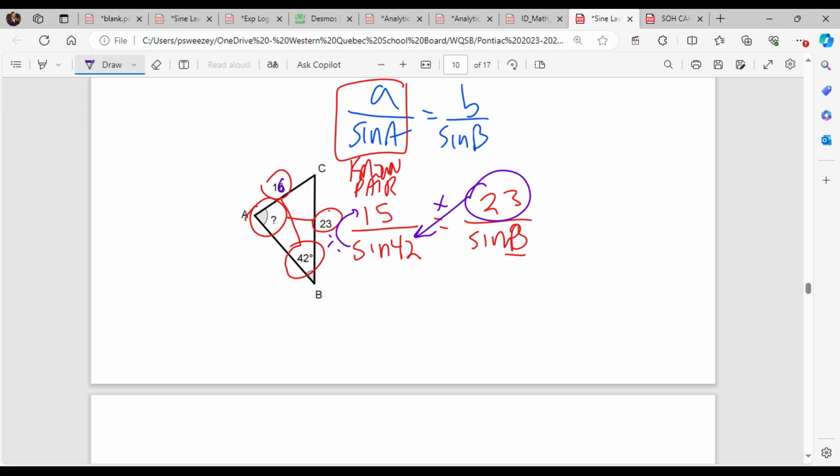So we get sine B. Here's the one that's weird now. So that's 16 and not 15. Sine B is equal to 0.962. Okay? So that's not an angle. That's just a series of decimals. Remember to take three places past the decimal, if you know what I mean.